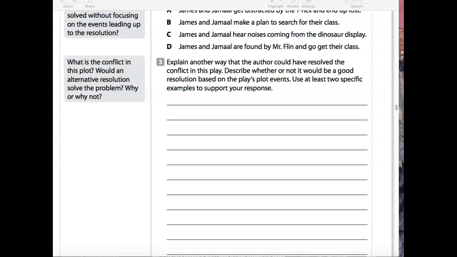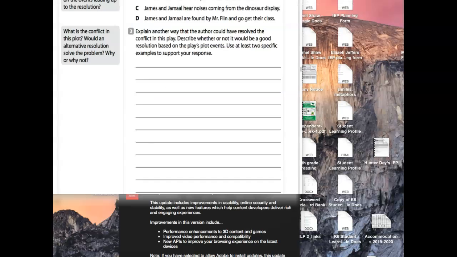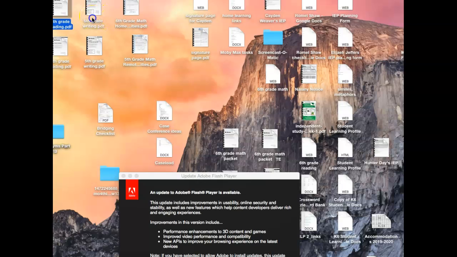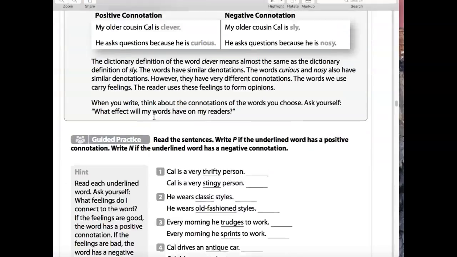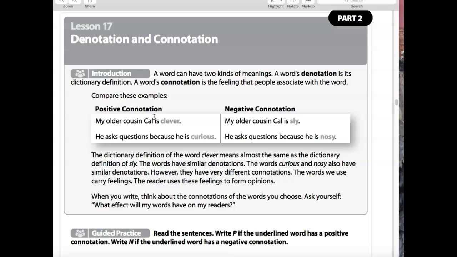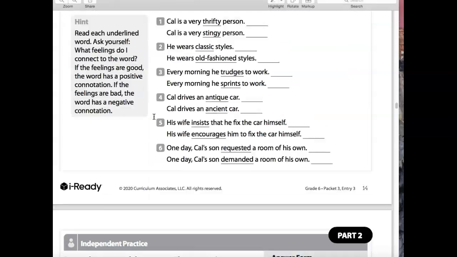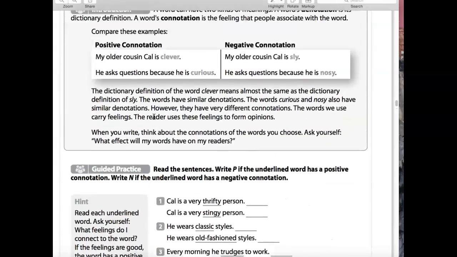And let me see what we have for writing today. Let me go to writing. We are on pages 14 and 15 today. Okay, is this 14? Yeah. So this is denotation and connotation, and what that means is the meaning of words. So take a look at the intro, and I know Miss Allen's going to go over this with you. We can go on to the independent practice in just a minute.